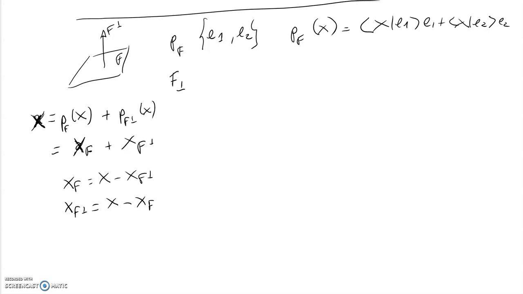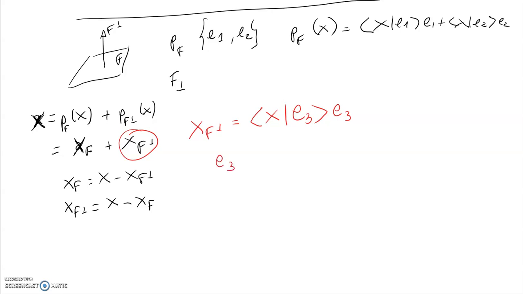But the thing is that in the case where the orthogonal, as I mentioned, has dimension one, this one is very, very simply obtained. XF orthogonal is just going to be given by the inner product of X with, let's call that E3, the one vector. Well, there's only one vector, if it has dimension one, that would be normalized. So that's very, very easy.